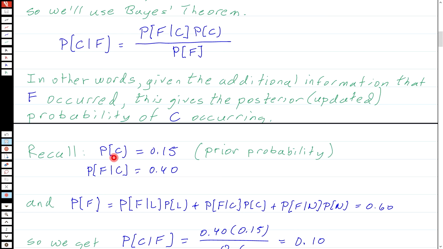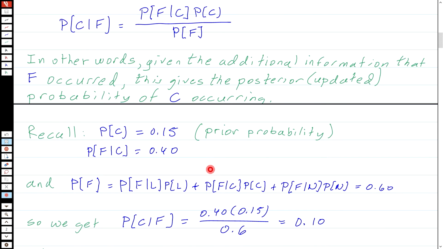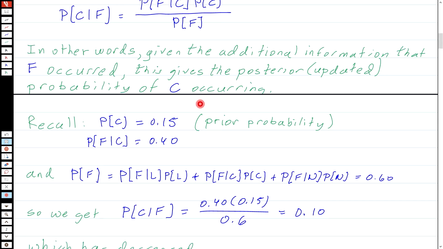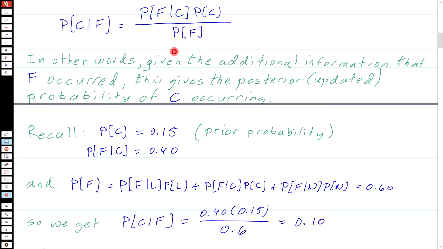We were told originally the probability of C getting in was 0.15. That's our prior probability. And we knew that the probability of funding given the Conservatives was 0.4. We computed last time the probability of F, which we need here, that's the thing underneath. In the previous example, we computed that by adding up the branches leading to F, and that added up to 0.6. So we get probability of C given F is probability of F given C, which is 0.4, times probability of C, 0.15, divided by 0.6, and that has changed now to 0.1.